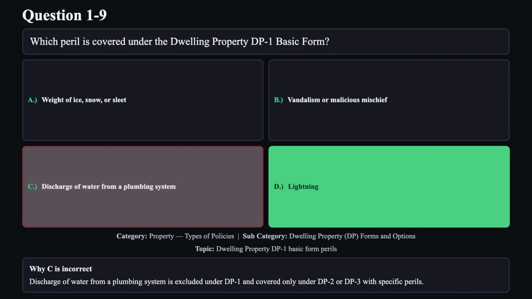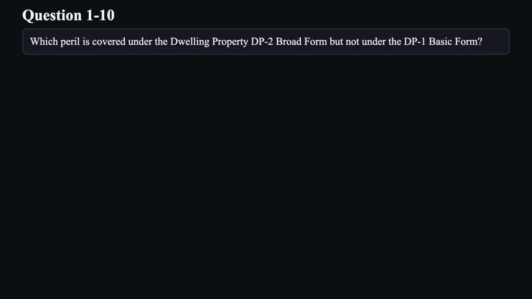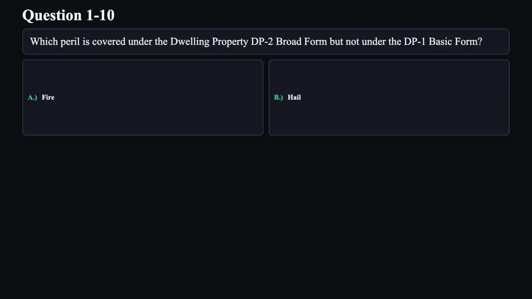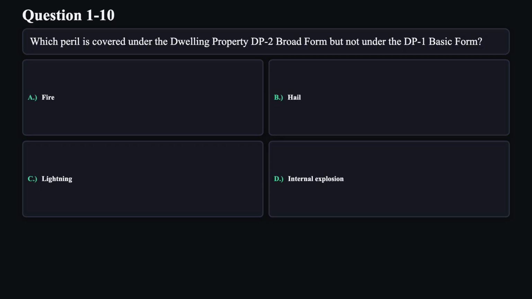Reason C is not correct. Discharge of water from a plumbing system is excluded under DP1 and covered only under DP2 or DP3 with specific perils. Question 10. Which peril is covered under the dwelling property DP2 broad form but not under the DP1 basic form? A. Fire. B. Hail. C. Lightning. D. Internal explosion.